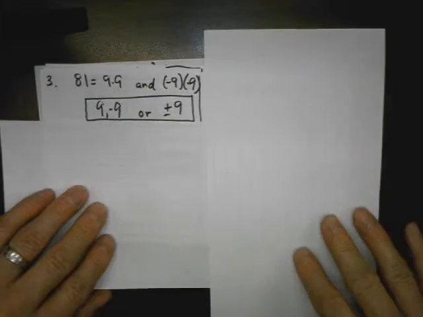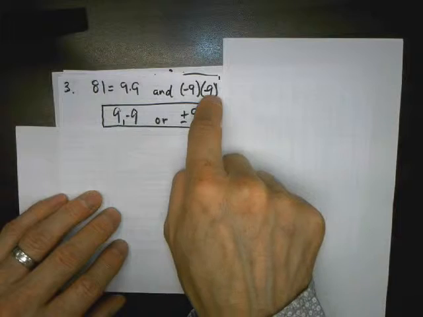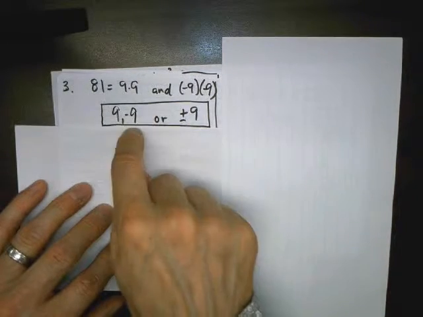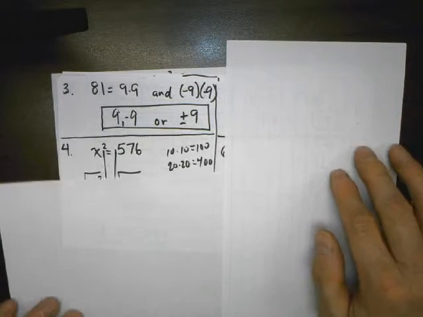For 3, we have to give the square roots for 81. Well, 9 times 9 is 81, but negative 9 times negative 9 is also 81, so it has two answers, 9 and negative 9, or plus and minus 9. This is another way to write the same thing.